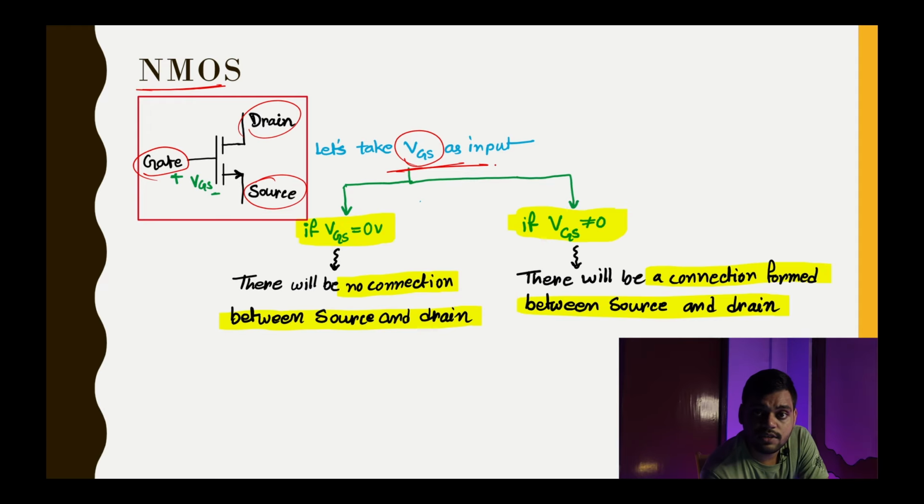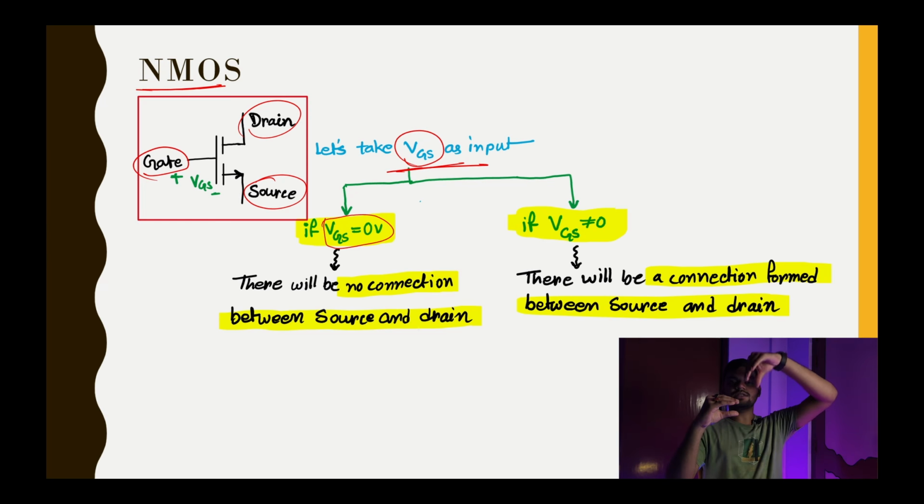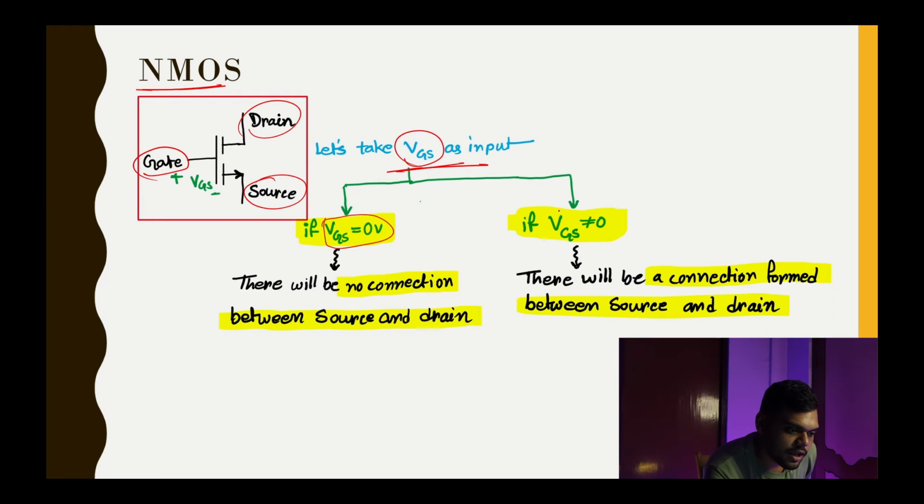We are taking VGS as input, and if VGS is equal to 0, that means the gate voltage and the source voltage are the same, so there is no voltage difference between the gate and the source. So there will not be any voltage difference formation between drain and source, no connection formed, and the current will not flow between drain and source. Okay, again we have VGS not equal to 0.